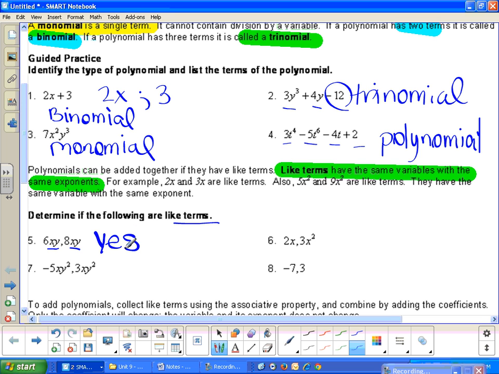Those are like terms. These are not like terms. It's x and x squared. These are like terms. And this is a constant. It does not have any letters. And so those are like terms.